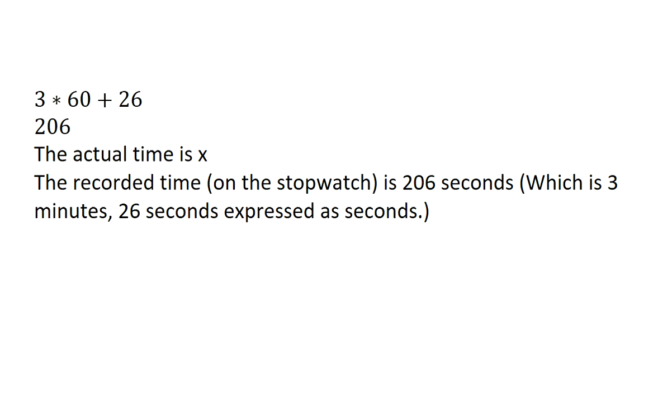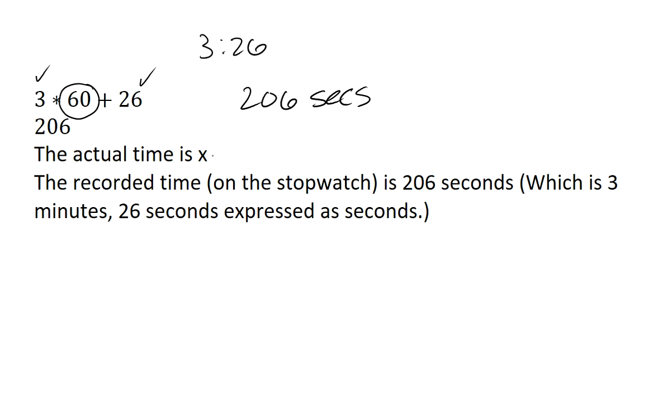So I've got 3 minutes, and I know every single one of those minutes contains 60 seconds. And then I had an extra 26 seconds, because remember the time was 3 minutes and 26 seconds. So 3 times 60 plus 26 ends up being 206 seconds. So this is the time in seconds, right? Not minutes and seconds. 3 minutes, 26 seconds is the same as 206 seconds.